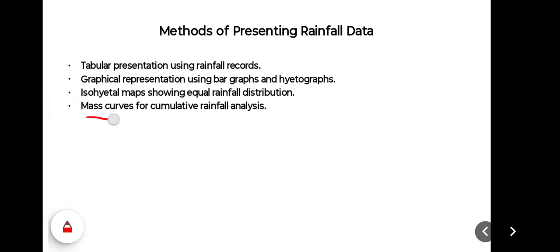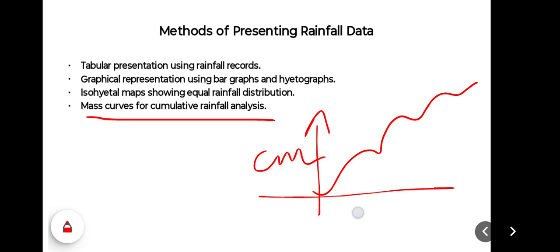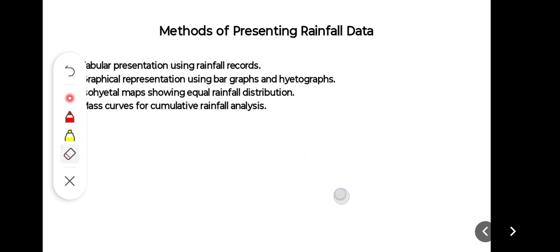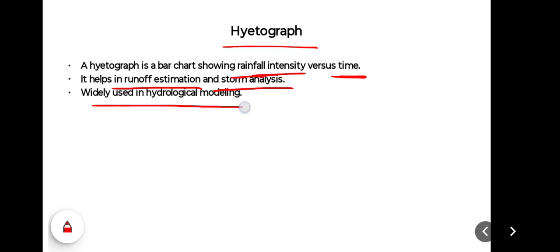Okay, the mass curve for cumulative rainfall analysis, as I explained. This one is the mass curve: cumulative rainfall versus time. Next, what is a hydrograph, as I explained? A hydrograph is a bar chart showing rainfall intensity versus time. It helps in runoff estimation and storm analysis, and is widely used in hydrological modeling.